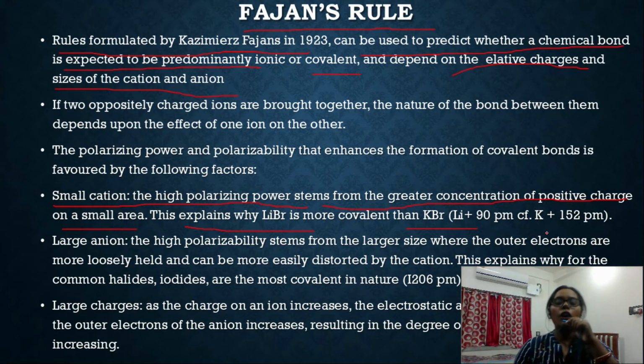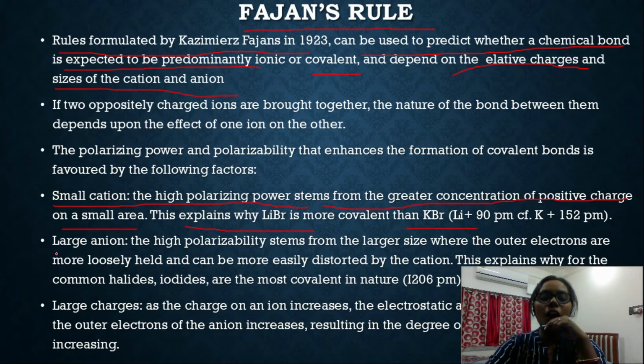Okay, so according to Fajan's rule, what will happen if the cation is small? Small cation means the charge is concentrated. That means the nuclear charge density is high. That means the attraction force can attract the electrons more strongly. That means the polarizing power is very high. That is why it can attract the electrons towards itself more powerfully, and that is why the covalent character will increase.